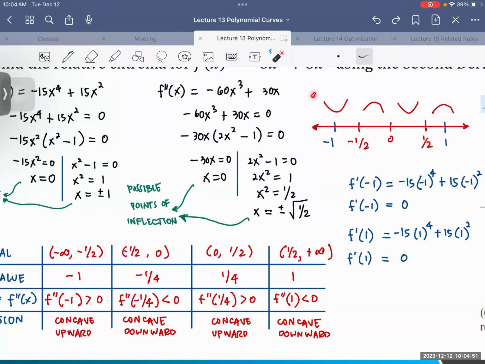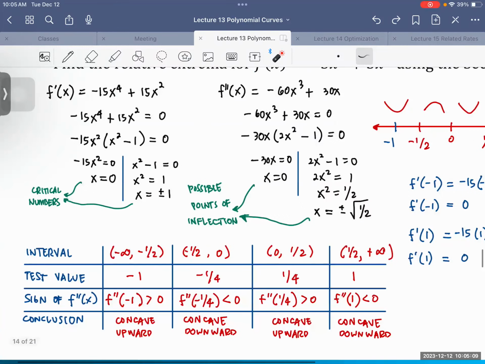Okay, first interval is we have this interval, negative infinity to negative 1/2. Second interval is negative 1/2 to 0, kana. Third interval, 0 to 1/2, kani. And then, 1/2 to positive infinity, kana. Okay?